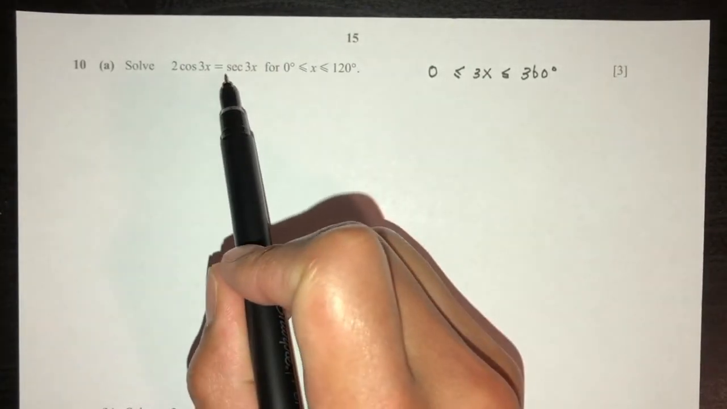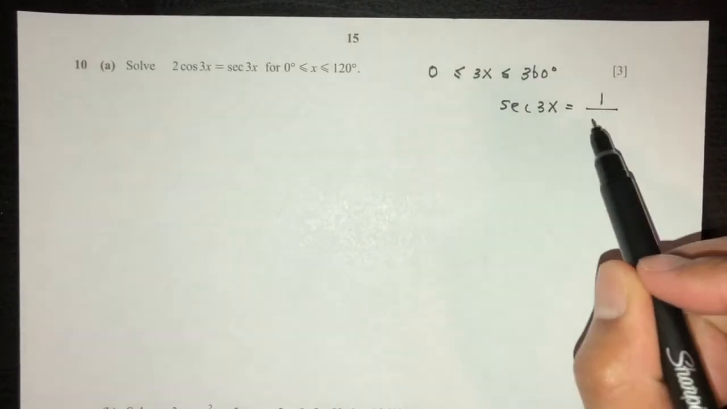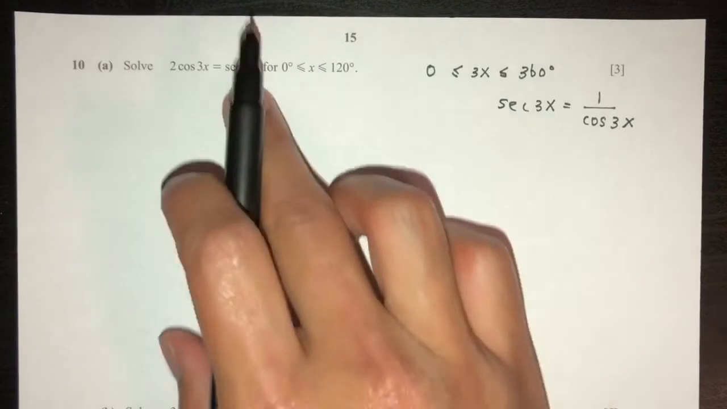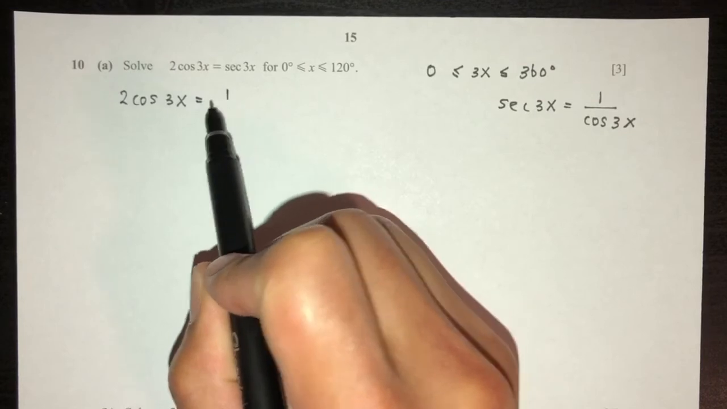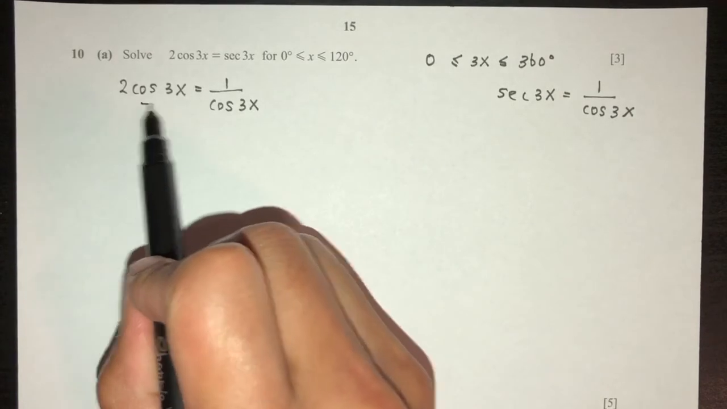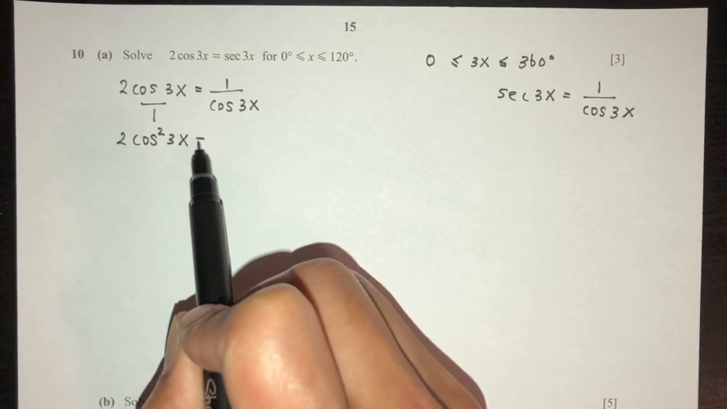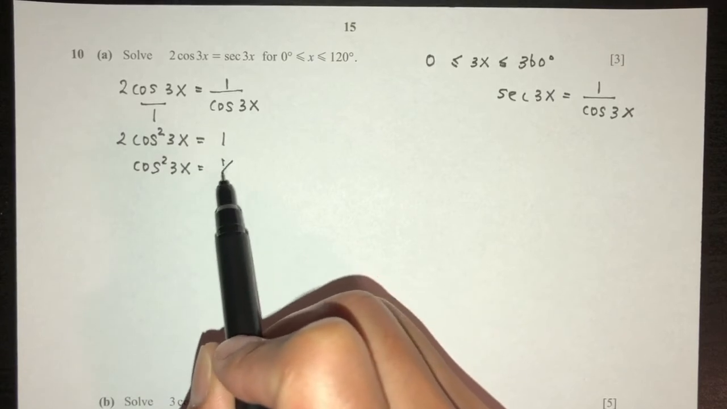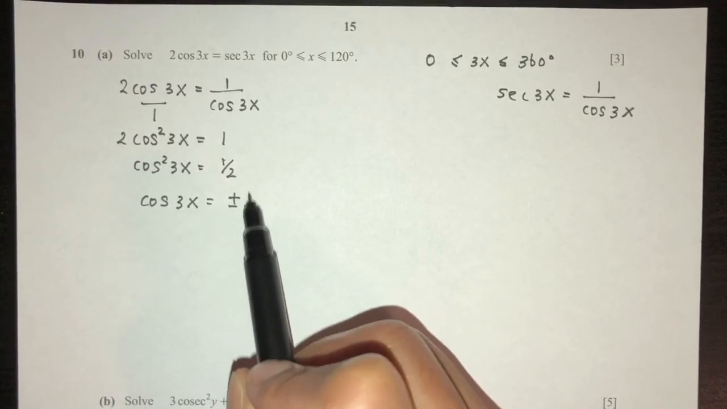So first thing first, what is this? Sec. So sec 3x is equal to 1 over cos 3x, right? Now we have to replace it back in your equation. You will have 2 cos 3x is equal to 1 over cos 3x. Next step is we can cross multiply. You will have 2 cos square 3x is equal to 1. So cos square 3x is equal to half. Cos 3x is equal to plus minus root of half.